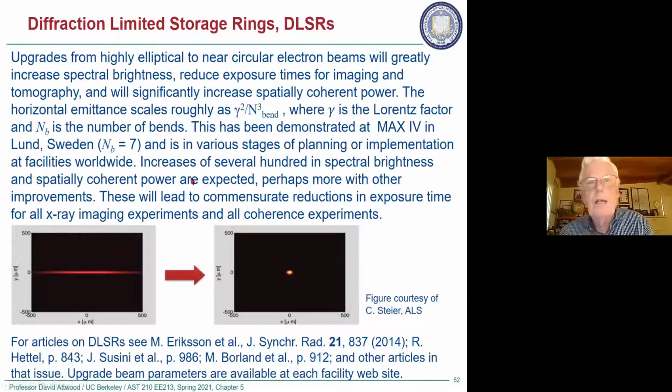Okay, and oh yeah, so one thing here, the horizontal emittance, and by the way, the phrase emittance, I don't know how much I've used it for you, it's a phase space concept. For us, it's a product of the size and the divergence.